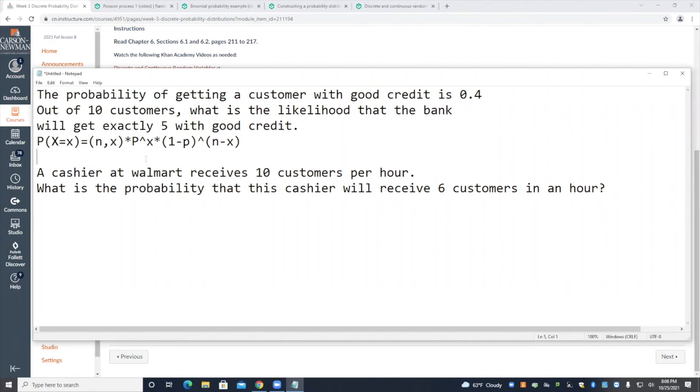So I'm just going to give you a simple case. Good, good, good, good, good. That is 5. Just by chance, the first 5 who walked in were all good customers, and the last 5 are bad. Am I interested in this? Does that fit what I was interested in? It does, because I want exactly 5 with good credit. That's one of the cases. How many cases are there altogether?